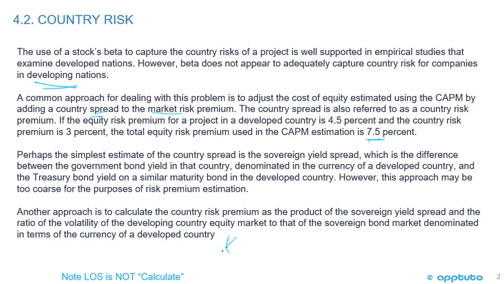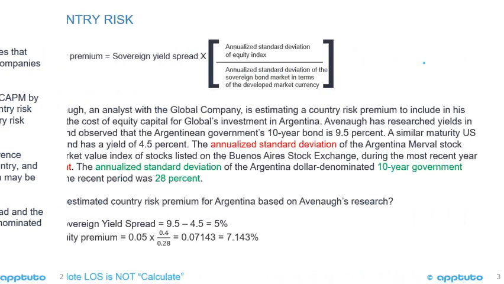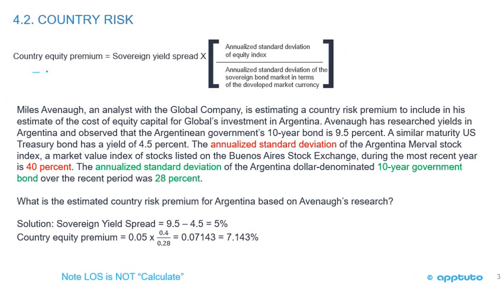So that's a bit of a mouthful, that last paragraph. We're going to see on the next slide an example of that with a calculation. Again, the LOS here is to describe and not to calculate. So this is just taking us through an example where the country equity premium is the product of the sovereign yield spread multiplied by the annualized standard deviation of the equity index divided by the annualized standard deviation of the sovereign bond market in terms of the developed market currency. So again, there's a little bit of a calculation down here, but the LOS is describe, it's not to calculate. Nevertheless, we can go through this fairly quickly.